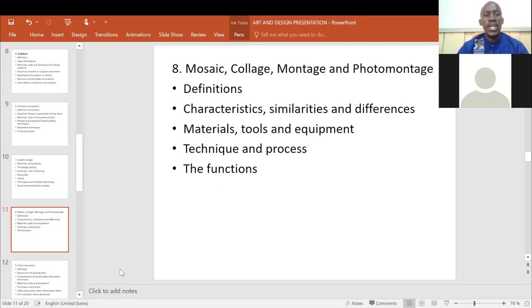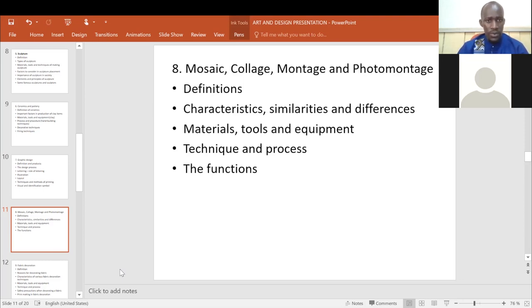The pasting, we use adhesives and materials. We can get them from naturally existing materials to cut out papers, pictures, and photographs. So what is the breakdown as far as mosaic is concerned? What does the candidate need to know? One, the candidate must be able to understand the definitions of mosaic, collage, montage, and photomontage.